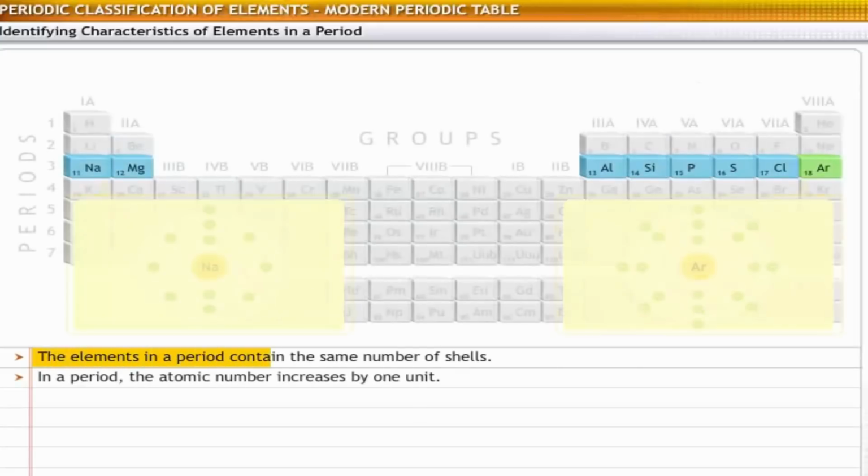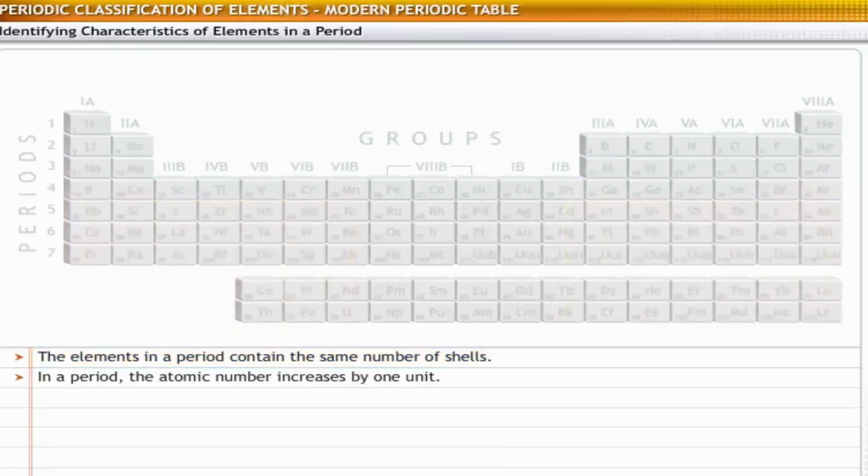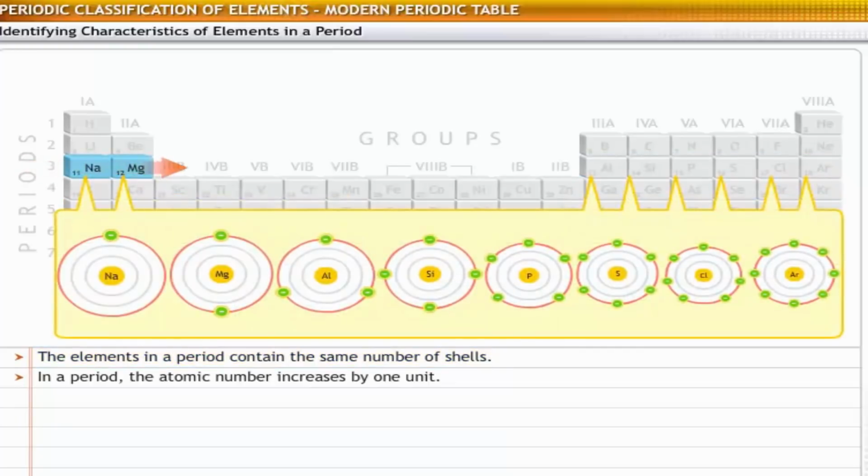Elements are placed in periods based on the number of shells in their atoms. That is, the number of shells in the atoms of all elements in a period is the same. While moving from left to right in a period, the atomic number increases by 1 unit at each step. This means that a valence shell electron is added to the atom.